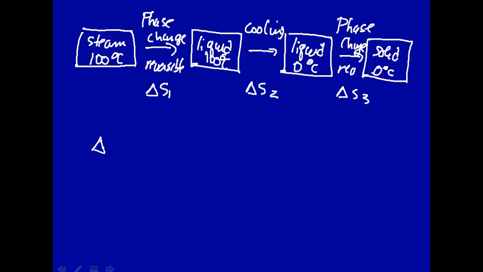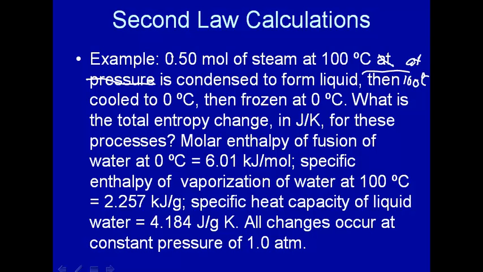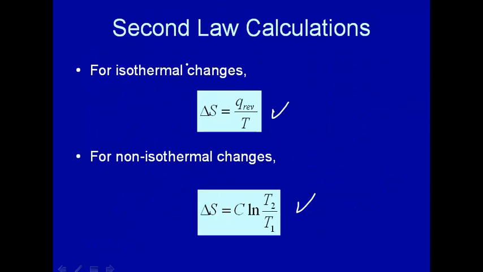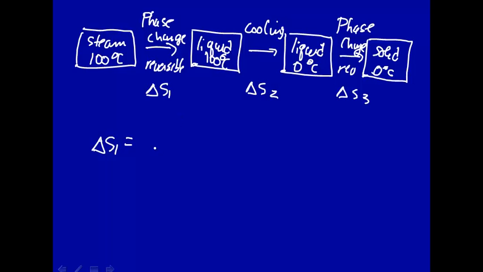All right, so let's select delta S1. Because it's a reversible phase change at constant temperature, we can go back up here to the isothermal change. We have a reversible process, so the heat transferred in or out of the system is Q reversible. This is how you calculate delta S. So the first step is Q reversible over T.